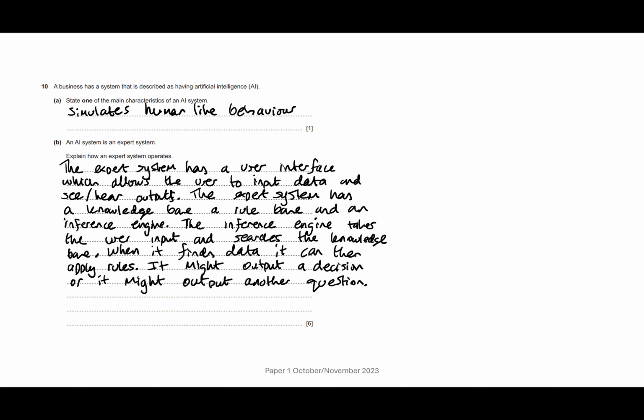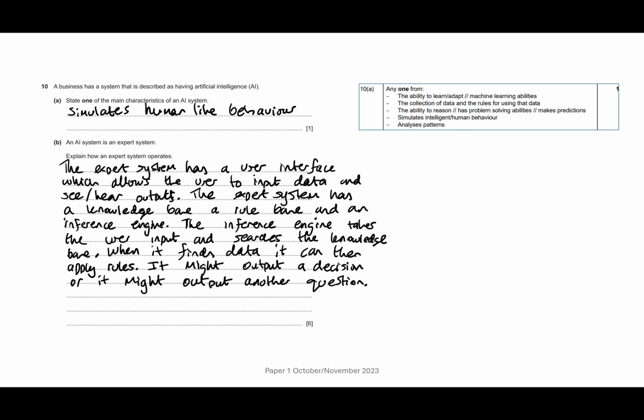Let's just have a quick look at the mark scheme. So for the first part, part A, we got all sorts of things there. So AI, the ability to learn, adapt. We could mention machine learning abilities. We could talk about having a collection of data and the rules, the ability to reason, problem solve, make predictions, simulate human or intelligent behaviour, analyse patterns, anything like that. So that's quite a nice straightforward mark.